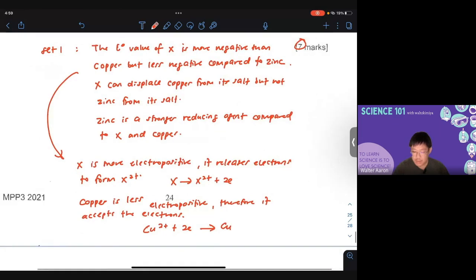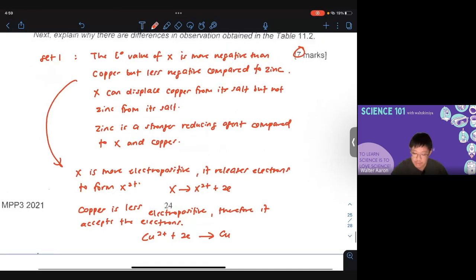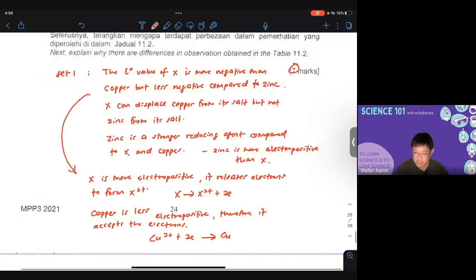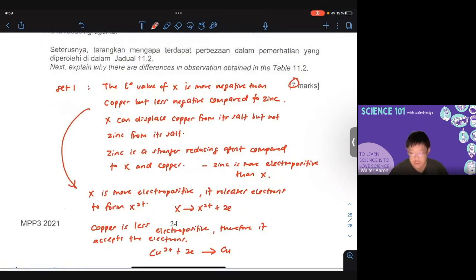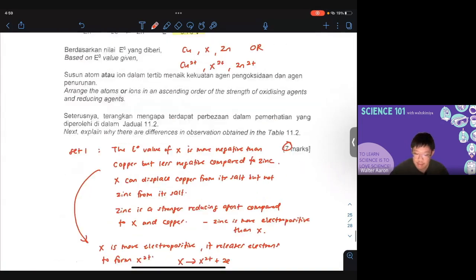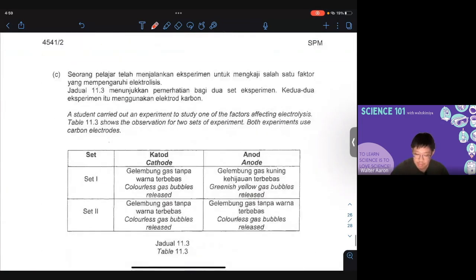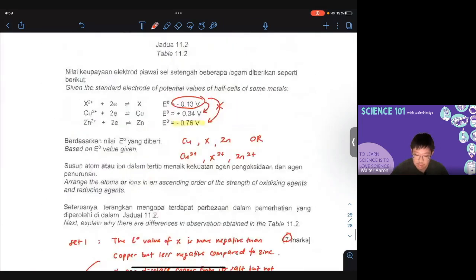So that will give you 7 marks in total. Okay, so another plus point over here, you can put there, zinc is more electropositive than X. So that will be an extra point as well. So all this, you can get 7 marks in total. Okay. So that's pretty much about the question for B.